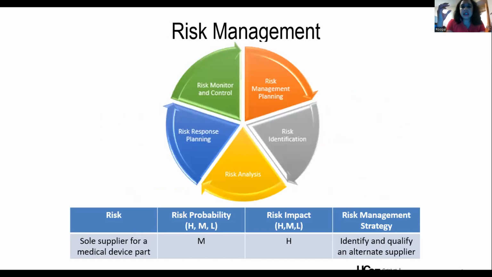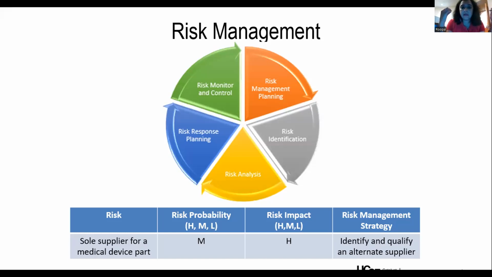Now for the risk management plan, identify what are the risks. And for these risks, what is the probability that the risk occurs, high, medium, or low? And then if the risk occurs, what would be the impact, high, medium, or low? And then how do you respond to the risk? Do you mitigate the risk? Do you plan around the risk, etc.? And when the project is progressing, you monitor and you control the risk.